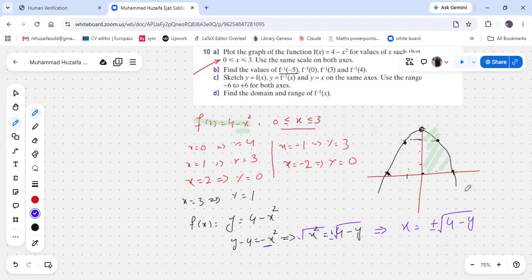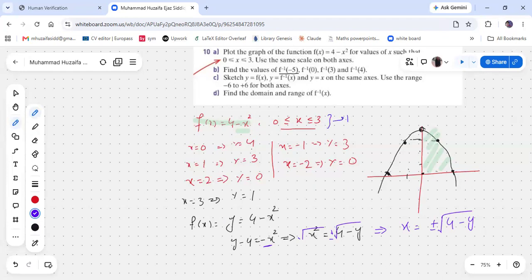Our inverse function's domain and range depend upon the original function, and we already discussed it. The domain of the function changes into the range of the inverse function, and the range of the function that is given changes into the domain of the inverse function. Okay. So from this one, this is our positive side.